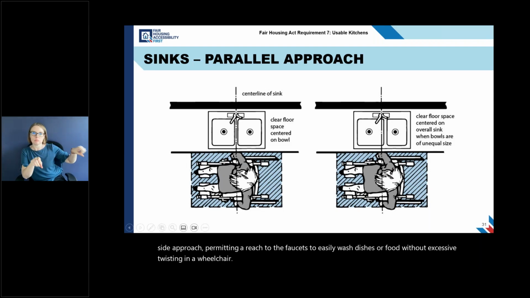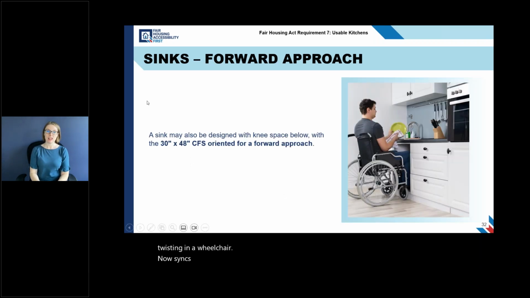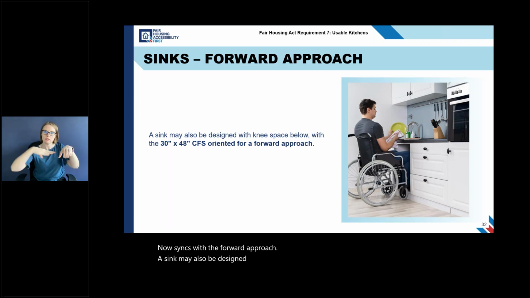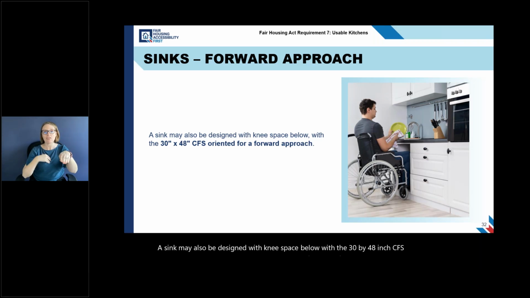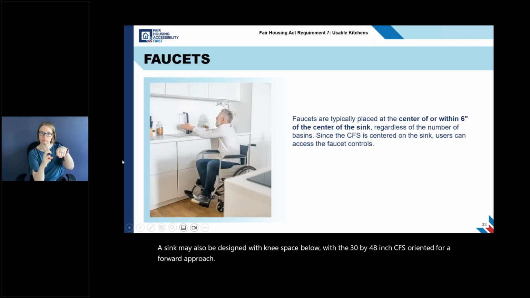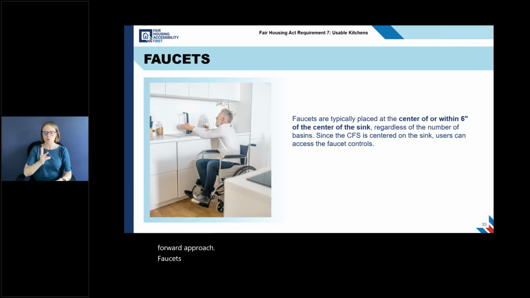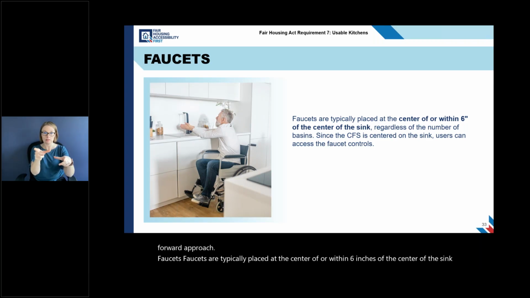Now, sinks with the forward approach. A sink may also be designed with knee space below, with the 30 by 48 inch CFS oriented for a forward approach. Faucets. Faucets are typically placed at the center of or within 6 inches of the center of the sink, regardless of the number of basins.